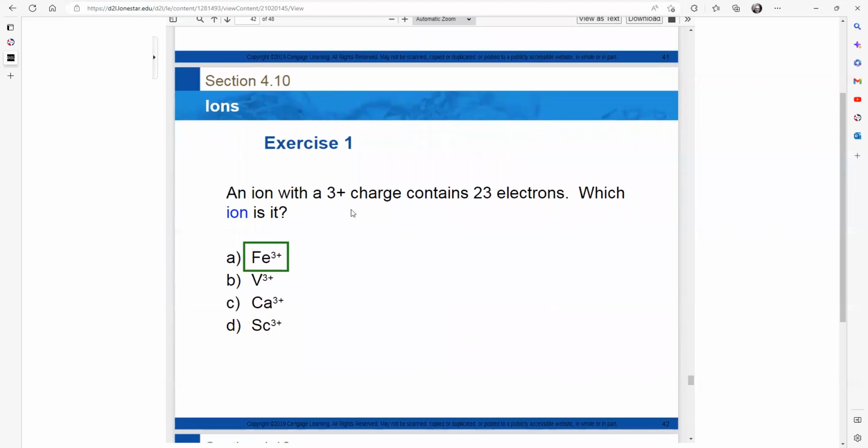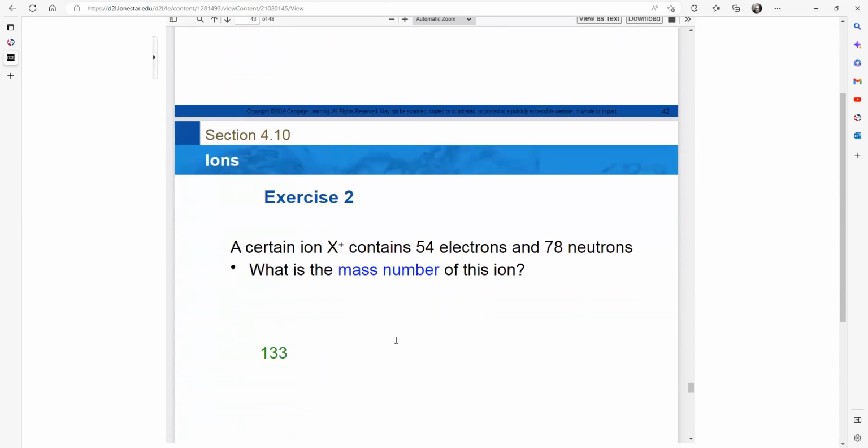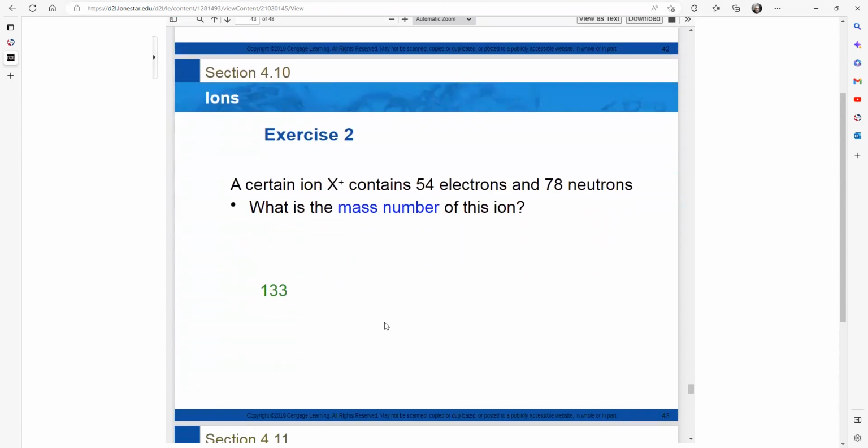Here you have an exercise, and pay close attention to this because the atom of iron, when this atom loses 3 electrons, gets a charge of 3 plus, is positive, is a cation. Okay, here you have another exercise. You can stop the video at any time and try to do it.